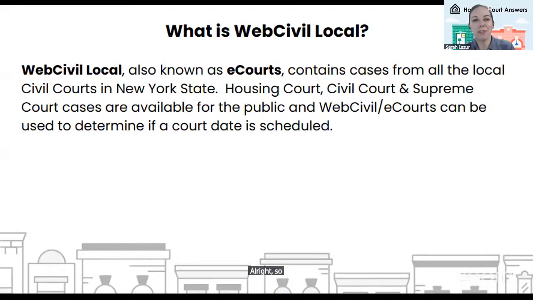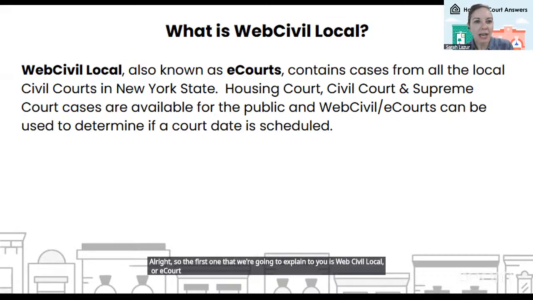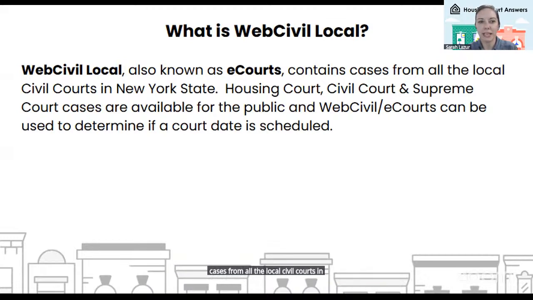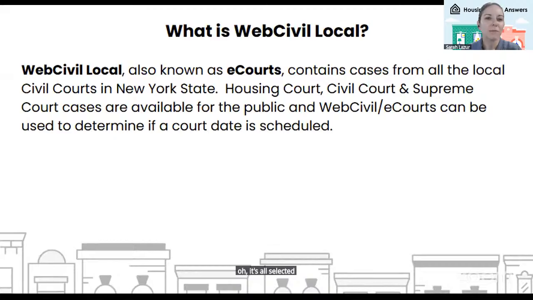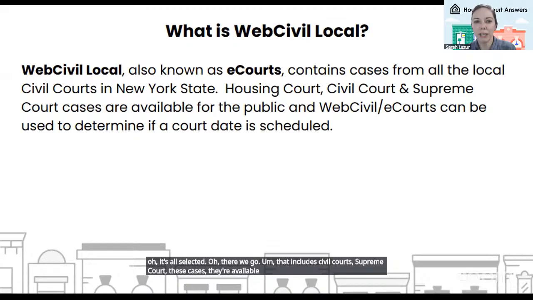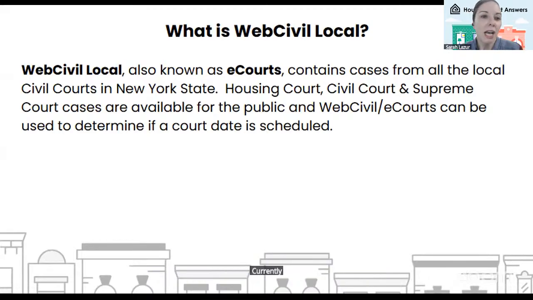All right. So the first one that we're going to explain to you is Web Civil Local or eCourts. This website contains cases from all the local civil courts in New York State. So that's housing court. That includes civil court, Supreme Court. These cases are available for the public, and Web Civil or eCourts can be used to determine if a court date is currently scheduled. You might hear from us both Web Civil Local and eCourts. I like using eCourts, it's just shorter.